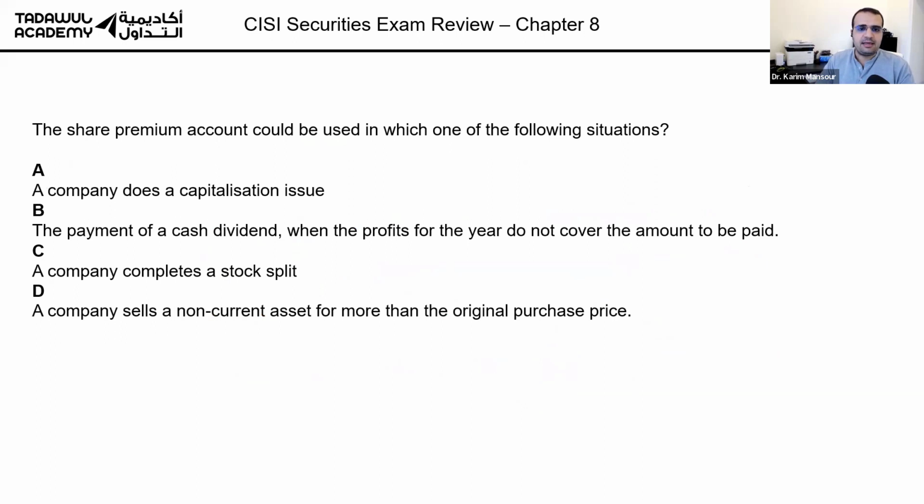The share premium account could be used in which one of the following situations? A company does a capitalization issue, or a bonus issue. Yes, capitalization is another name for bonus. When a company makes a bonus issue, it takes the nominal value of these bonus shares from the share premium account and transfers them to the share capital account. So this is one of the situations where we can use the share premium account.